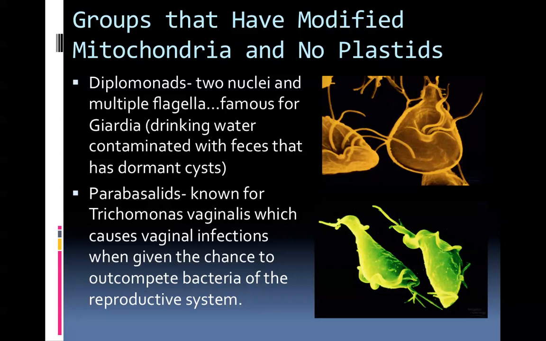diplomonads. And where they get their name from is the fact that they have two nuclei and multiple flagella. So up in the top right hand corner you can see this. They have multiple flagella coming out of them. You can't see the double nucleus, but that's where they get their name from.